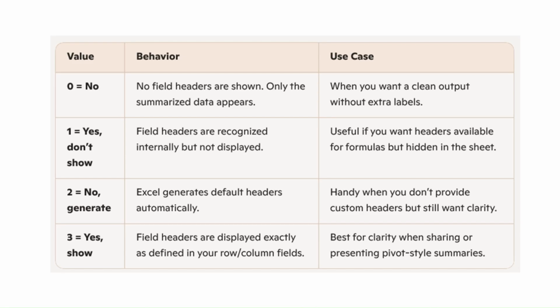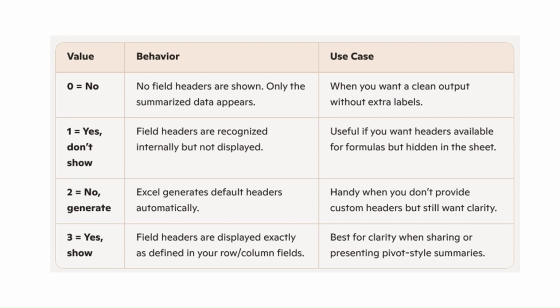Now we shall explain each and every option relating to headers in the PIVOTBY function. 0 equals no. No field headers are shown. Only the summarized data appears. Use it when you want a clean output without extra labels. 1 equals yes, don't show. Field headers are recognized internally, but not displayed. Useful if you want headers available for formulas but hidden in the sheet.